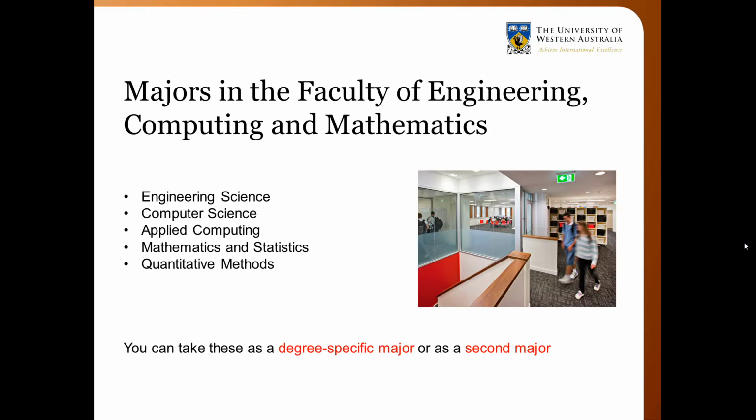This faculty offers 5 different majors that can be studied within the university's new undergraduate degrees. You can take these majors as your degree-specific major or as a second major combined with something else. The 5 majors that we offer are Engineering Science, Computer Science, Applied Computing, which I'm going to tell you about today, Mathematics and Statistics, and lastly, Quantitative Methods.